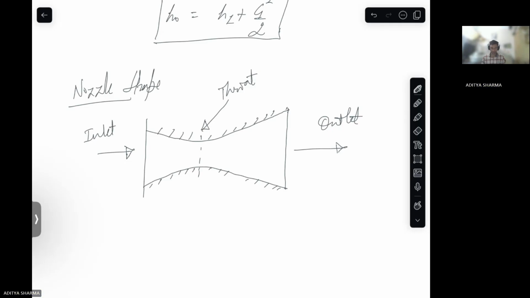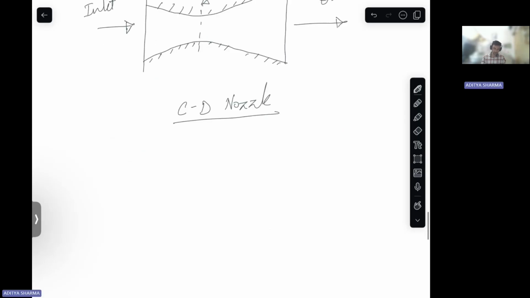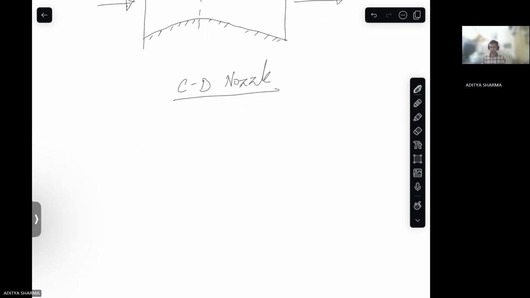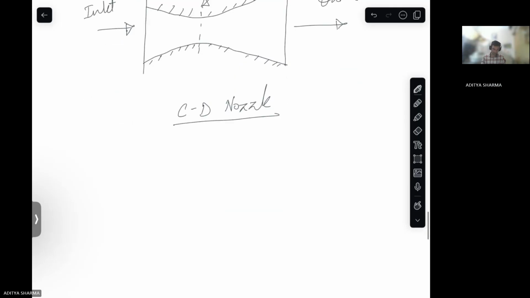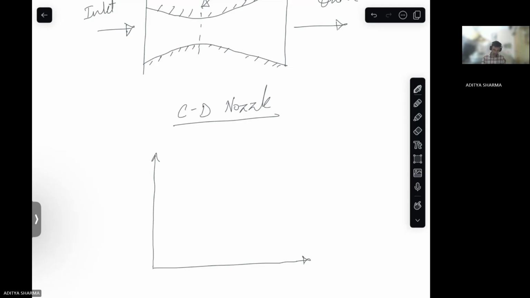So this is a CD nozzle, where CD stands for convergent divergent. And one graph also has been given here, so maybe I can draw that.